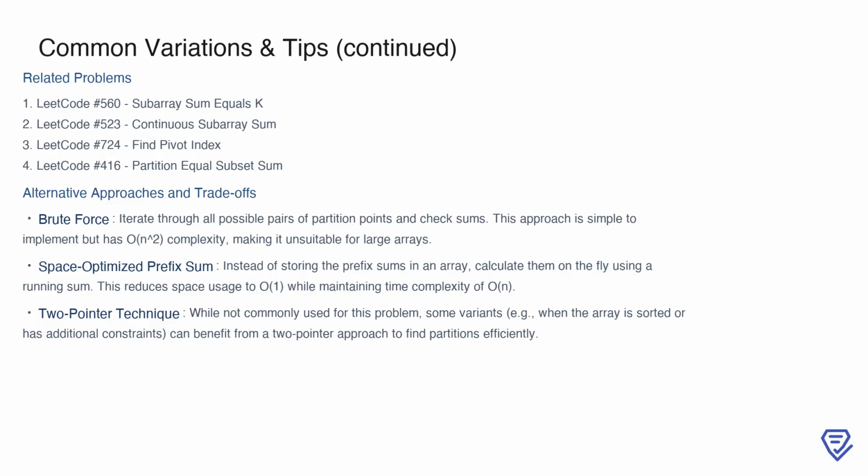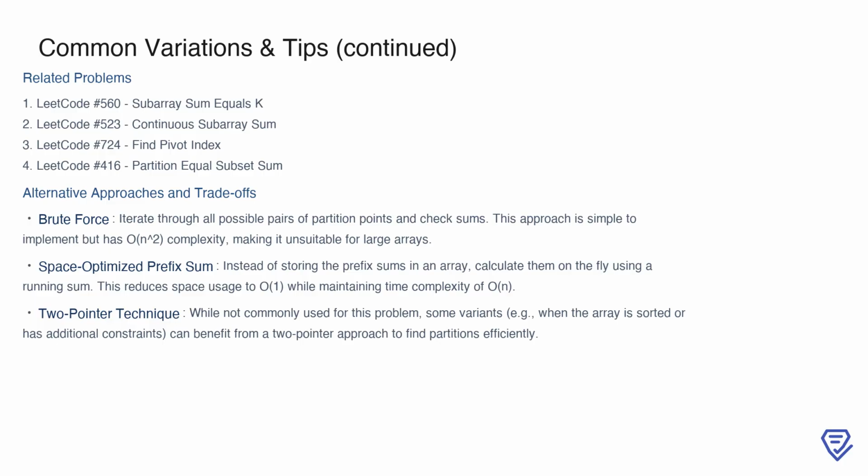As for alternative solutions, a brute force approach involves iterating through all possible pairs of partition points and checking sums. While simple to implement, this method has a time complexity of n squared, making it impractical for larger inputs. A more efficient alternative is the space-optimized prefix sum approach, where you calculate prefix sums on the fly using a running sum, reducing space complexity to 1, while maintaining a time complexity of n.